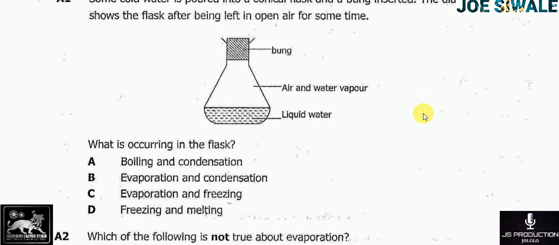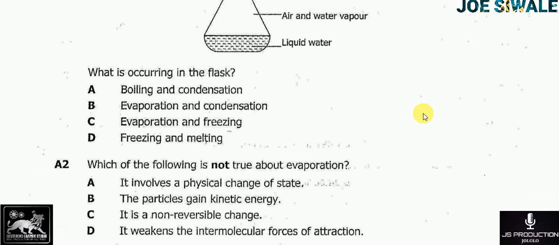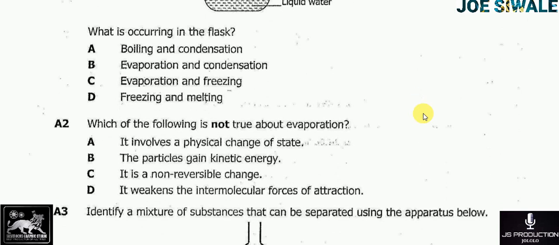Question 2 reads, which of the following is not true about evaporation? A. It involves a physical change of state. B. The particles gain kinetic energy. C. It is a non-reversible change. D. It weakens the intermolecular forces of attraction. So my answer is C. It is a non-reversible change.